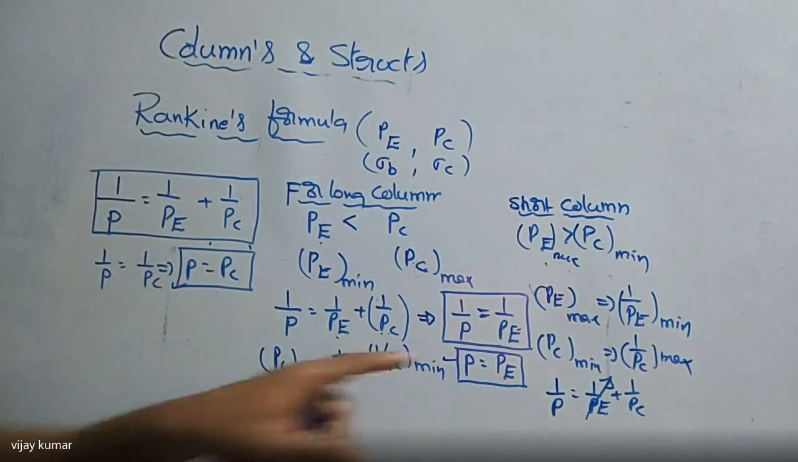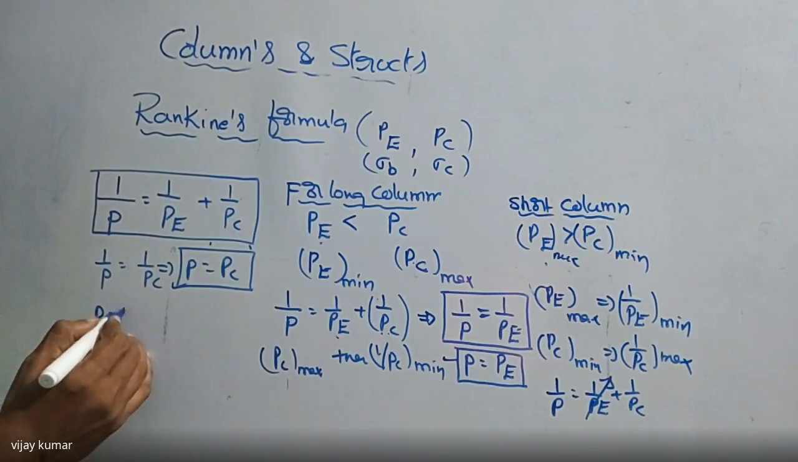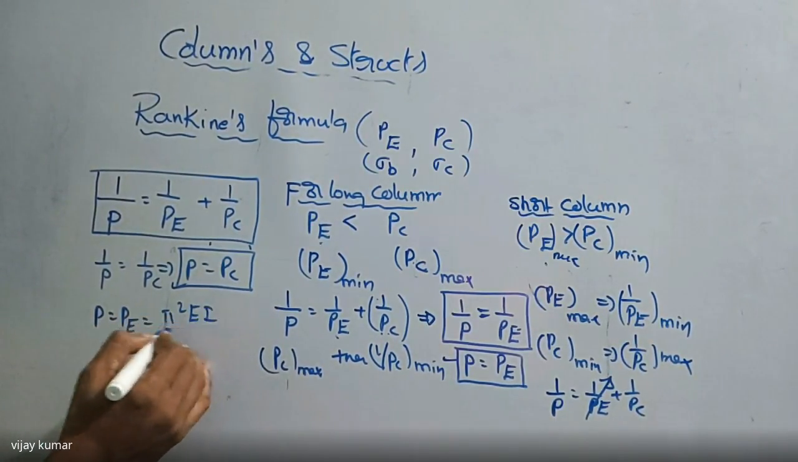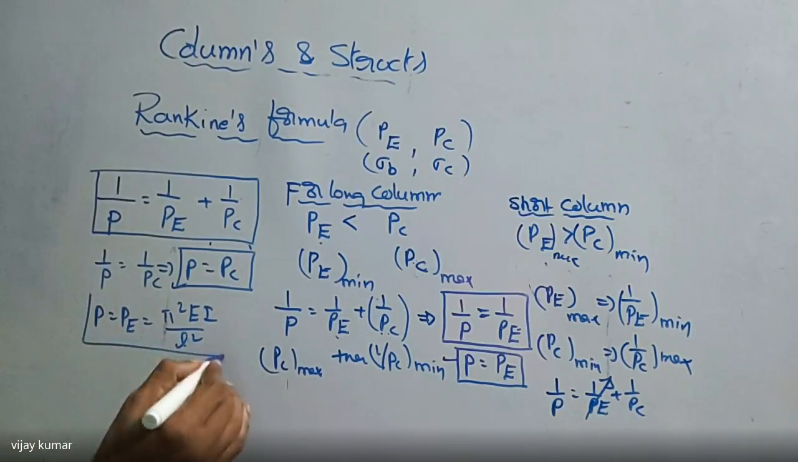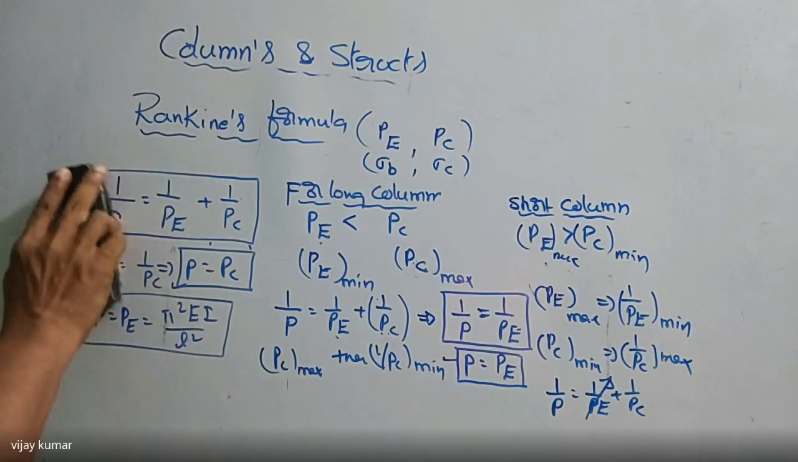What is Euler's load here? Rankine's load is equal to Euler's load, that is equal to pi square into E into I divided by L square for a long column. That is clear already from the previous section. But for a short column, how do we use that formula? P is equal to PC. Did you get my point or not? Please take care about that also. Listen carefully here.